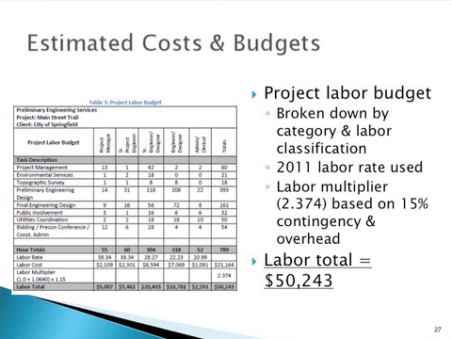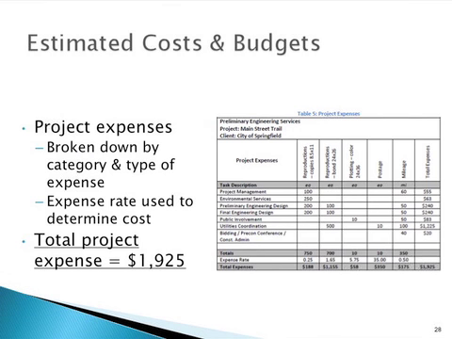The total man-hours were then used to create a project labor budget. Again, the budget is broken down by category and labor classification. A labor rate for 2011 was used since most of the design will be completed in 2011. A labor multiplier of 2.374 was used based on 15% contingency and overhead costs. The labor total for this project is $50,243. While labor costs account for most of the project costs, other expenses are incurred, such as total project expenses.